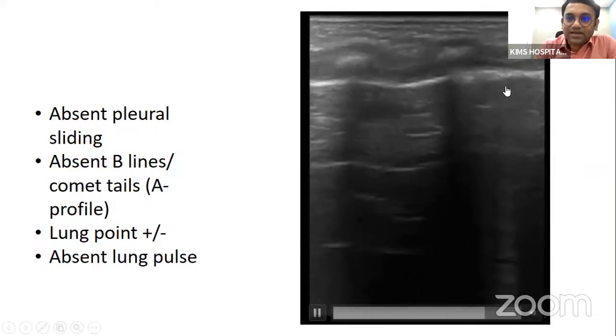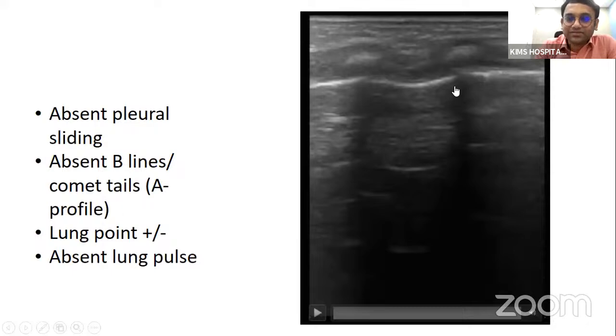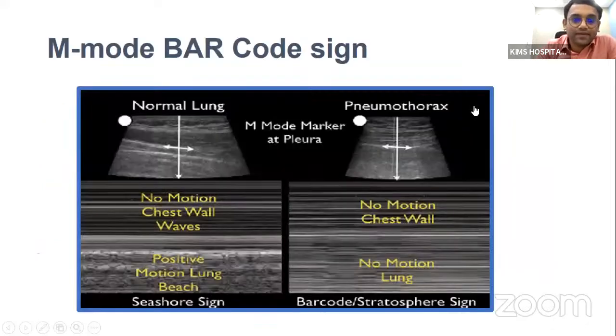Here we can see the lung sliding is there, and here there is no proper lung sliding. So this is a lung point. When you put an M mode in this area in a normal lung, we have a seashore sign, or this beach sign, where you can see the small granules kind of things.